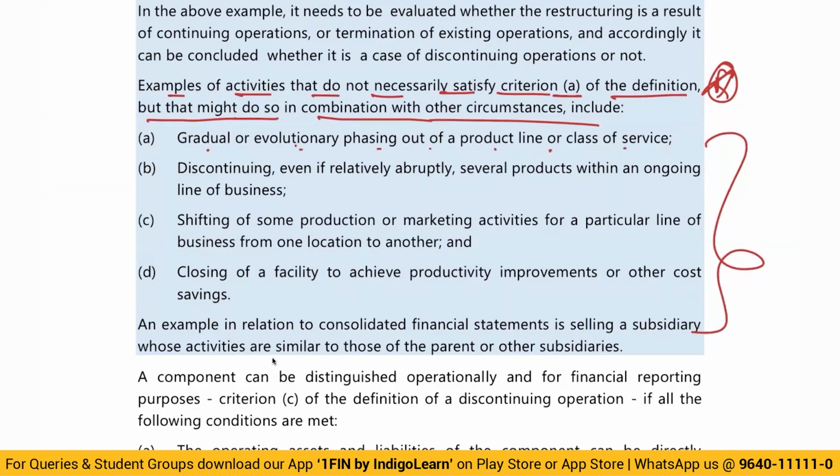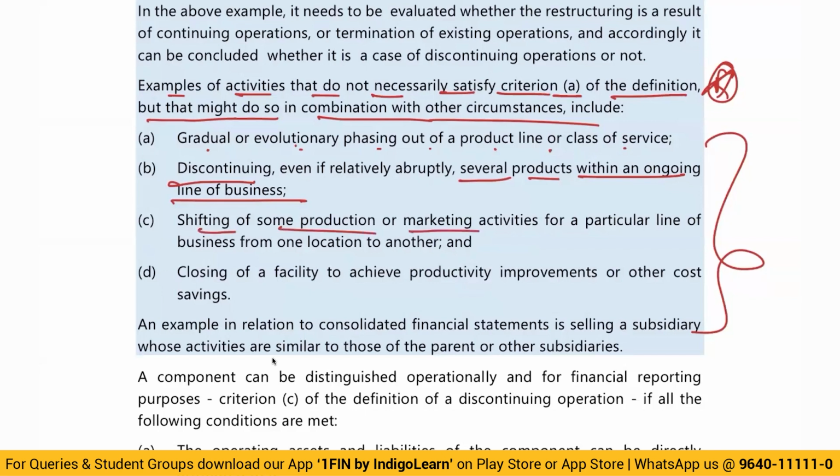And generally in such situations, what happens is I'm phasing out one product line. I'm replacing that with the other product line. Okay. Discontinuing several products within an ongoing line of business. So I have, let us say, 5 products in, let's say, Indigo. If I have to tell you, let us say I have CA, CMA, ACCA, CFA, these 4 products for 4 services we are offering. We decide to shut down, let us say CMA, but we are continuing with other 3. So that needs not be a part of my discontinuing operation.